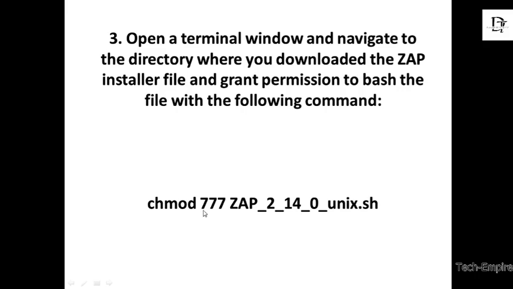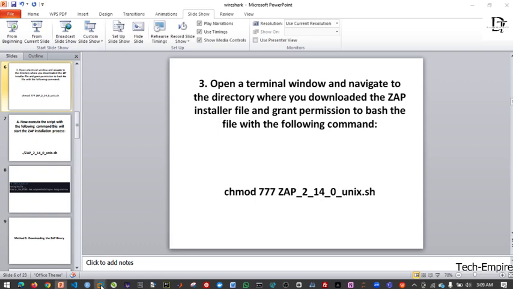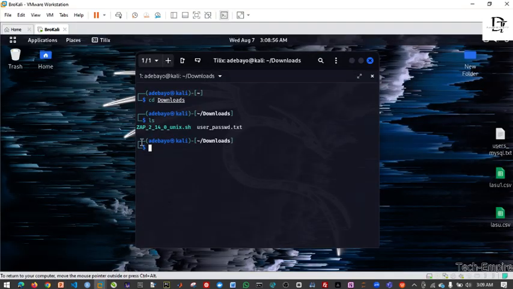So you just type this command as you are seeing it here, and notice that you have zap. I don't know what you have at your end. You have zap_2_14_0, then Unix sh. So let me see exactly what I have, whether it's the same thing. So I have zap_2.